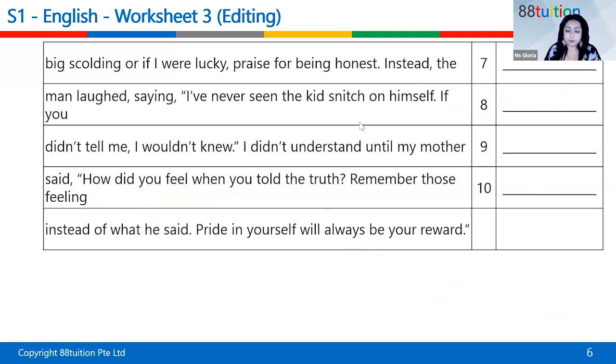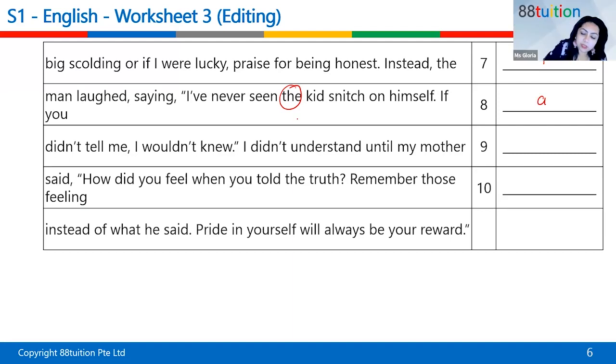7. Back to Mother. What do you get for 7, Mother? There are no errors in 7. Perfect. So it is a Y. 8, Tristan? I never seen the kids. Yeah, supposed to be, I've never seen a kid.